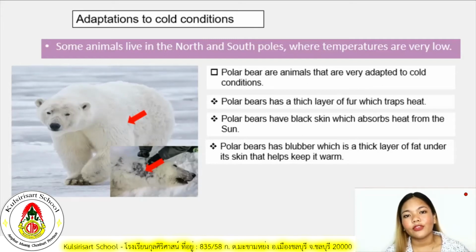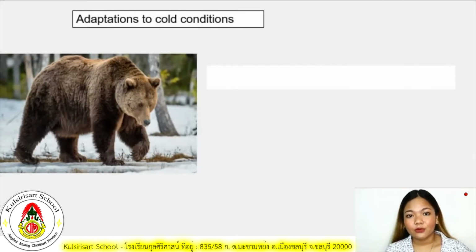Okay, so I want you to take note of this one again. Polar bear has a blubber. This blubber is a thick fat which helps it keep itself warm. Now we have here the next one, still under adaptations to cold conditions. We have there a grizzly bear.